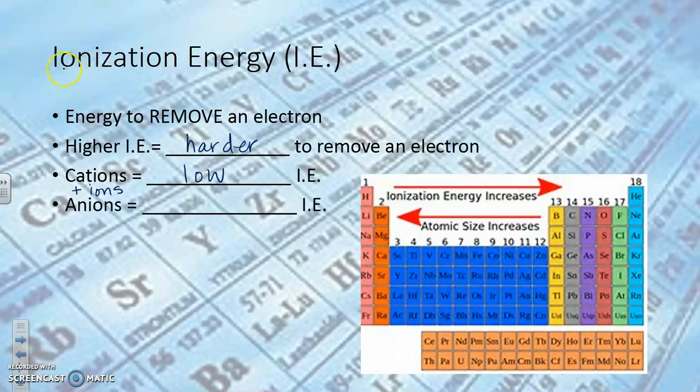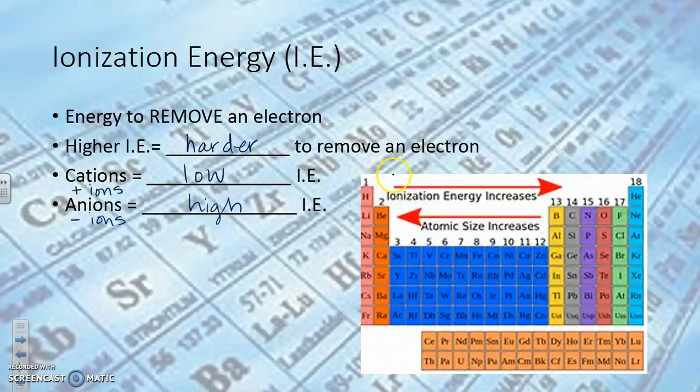All right, what about anions? Well, anions, they're going to form negative ions, and that means they don't like to give things away. They like to take things. And people who like to take things, you have to put a lot of energy into them to get things from them. And so they're going to have a high ionization energy.